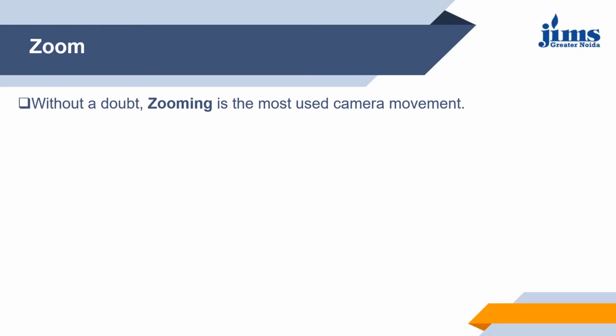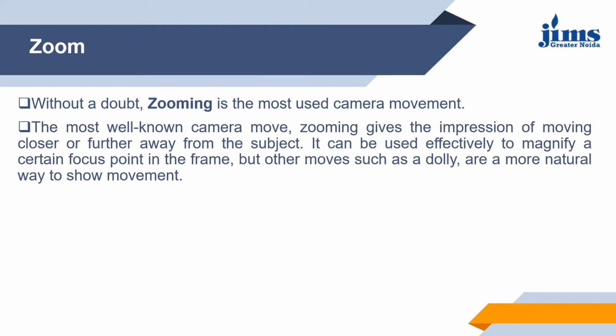Without a doubt, zooming is the most used camera movement. The most well-known camera move, zooming, gives the impression of moving closer or further away from the subject. It can be used effectively to magnify a certain focus point in the frame, but other moves such as dolly are a more natural way to show the movement.